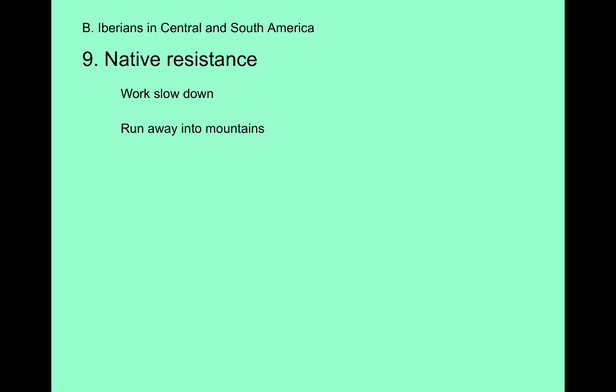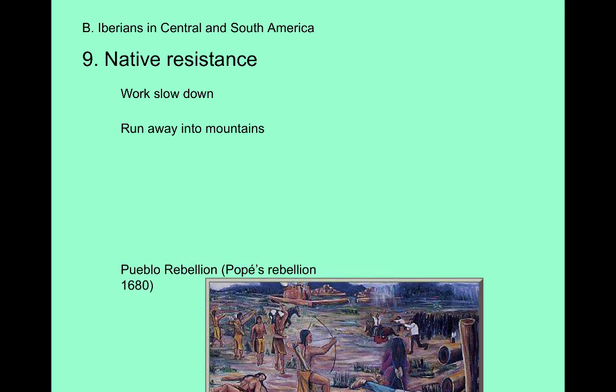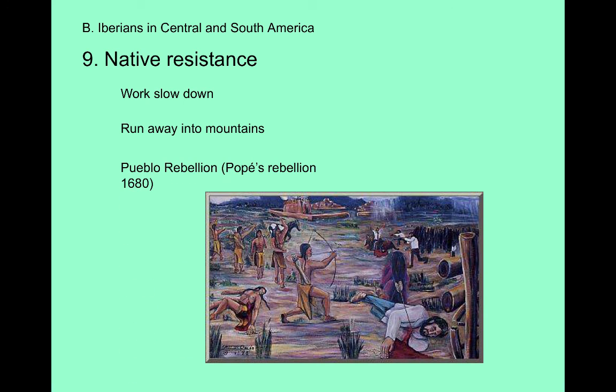Maroon communities are communities of African Americans, sometimes blended with Native Americans, that are independent, away from white society, running their own lives, their own affairs. Out and out rebellion is very rare because the Spanish have all the weapons and all the power, but it does happen. An example of this kind of peasant rebellion is the Pueblo Rebellion or Pope's Revolt.